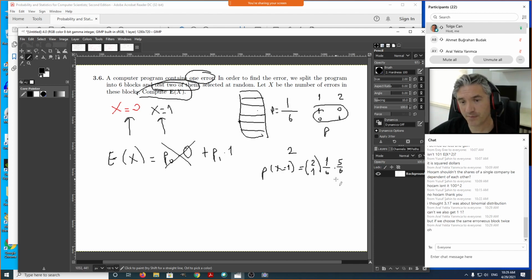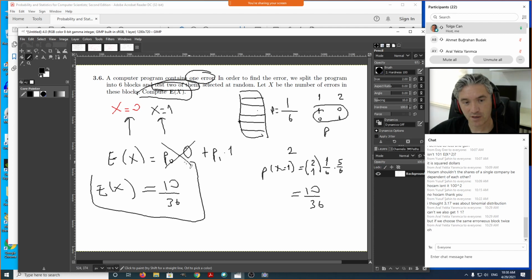Okay, so there will be 2 different things, but the error can be either in one of them, so it's going to be directly like a binomial independent thing. So this is going to be the probability, which is going to be 10 over 36. So the expected value of this thing is 10 over 36. Okay, so the expected number of.